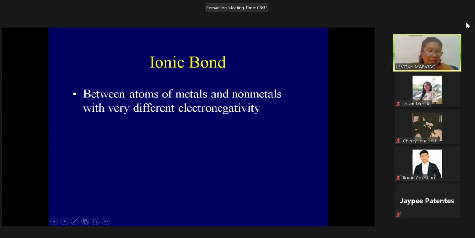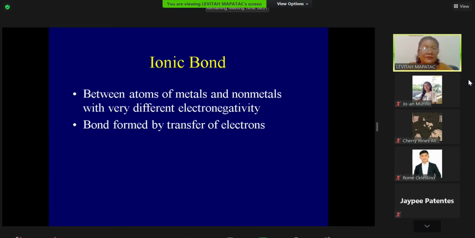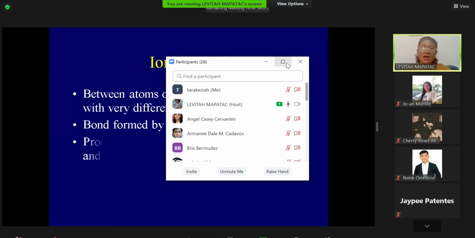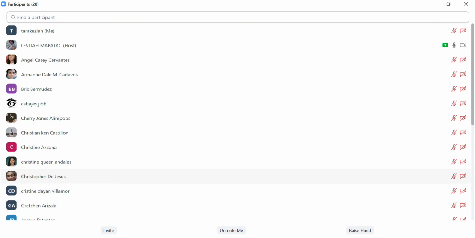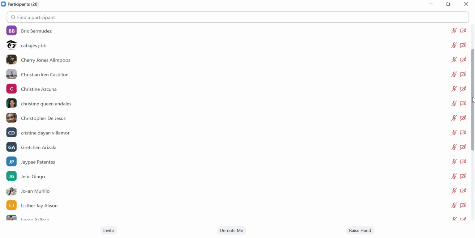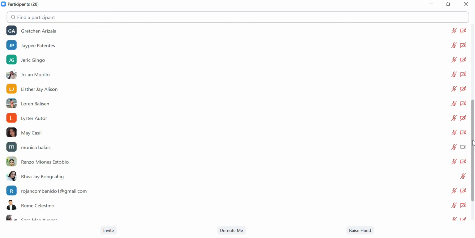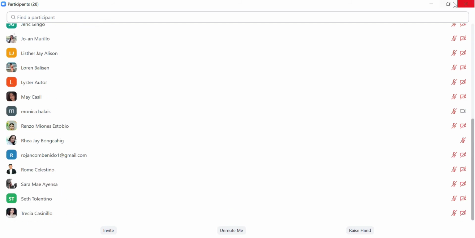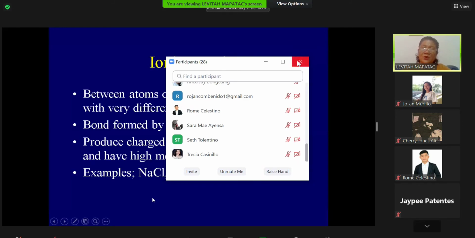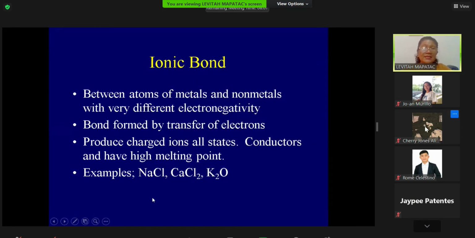Picture. So the bond formed here is the transfer of electrons. So you will produce ions. And they are good conductors of heat and have high melting points. For instance, this one, an example here. So that is an example.